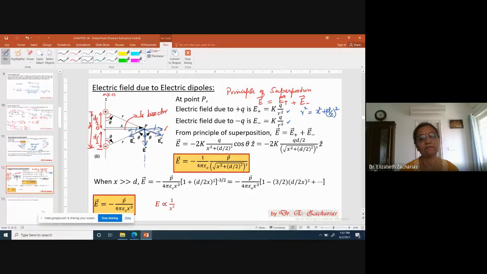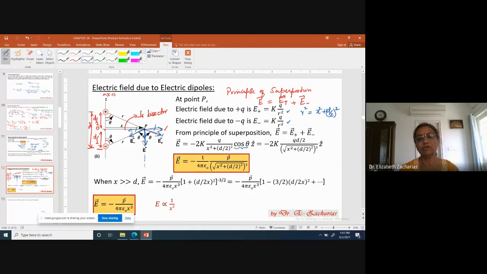So what is this component? Look at this right angle triangle and look at this arrow as the hypotenuse. So what will this be? This component is going to be cos. It's going to be cos theta. Therefore, 2 times, because each of them will be contributing E cos theta. So 2 times E cos theta. So we'll put it as 2 times 1 by 4 pi epsilon naught Q by (X square plus (D by 2) whole square) and cos theta.